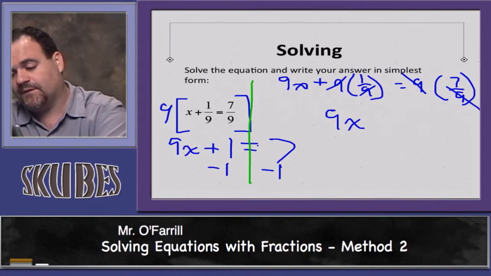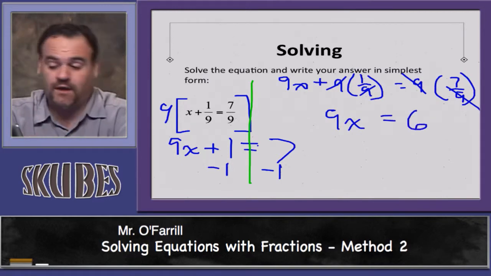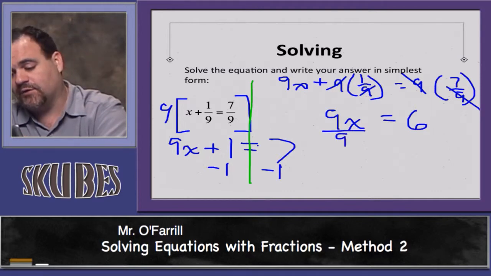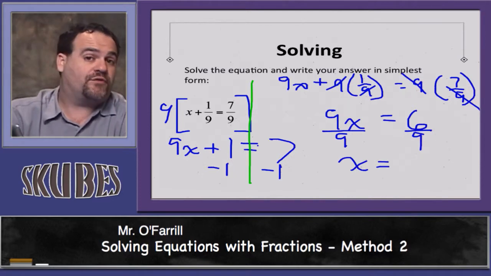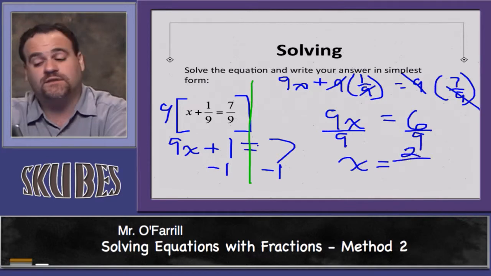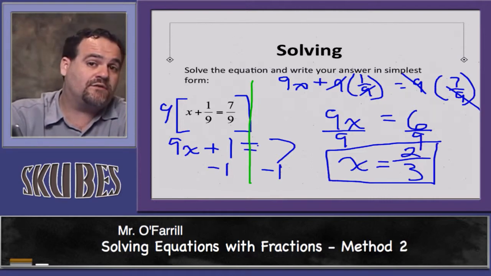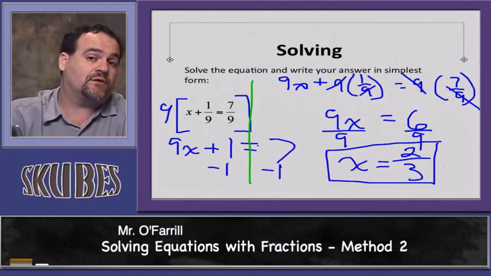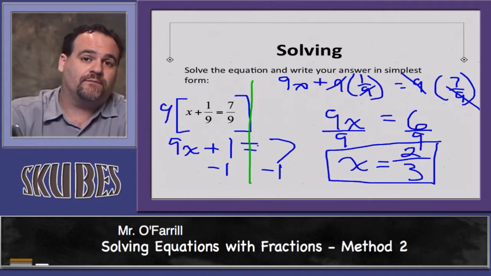9x equals 6. And then we'll divide both sides by 9. X equals, and the number 3 goes into 6 2 times. The number 3 goes into 9 3 times. And just like we did on that last video, I get x equals 2/3. Same answer, but I never had to add any fractions together.